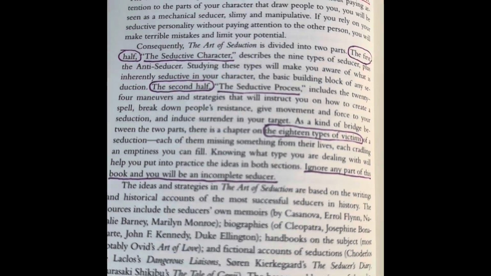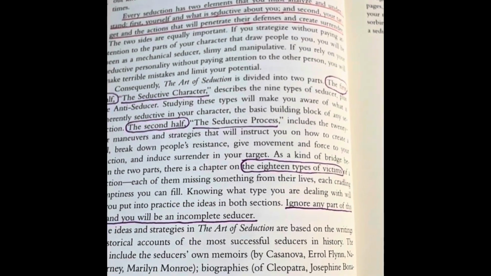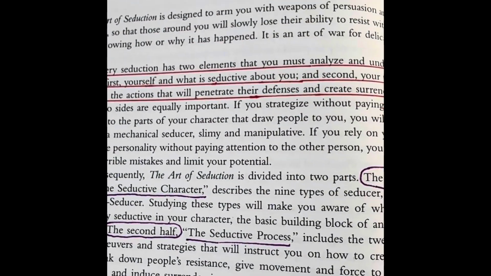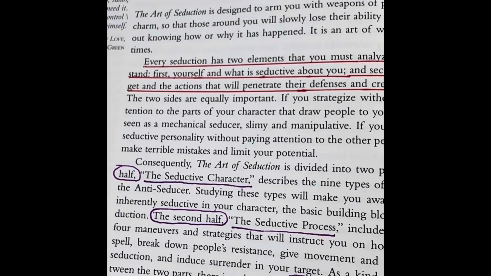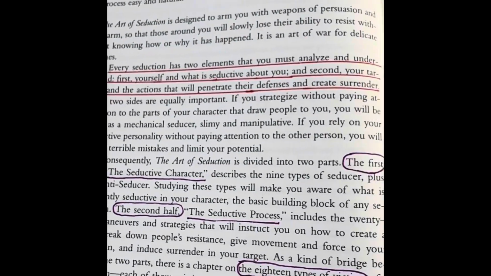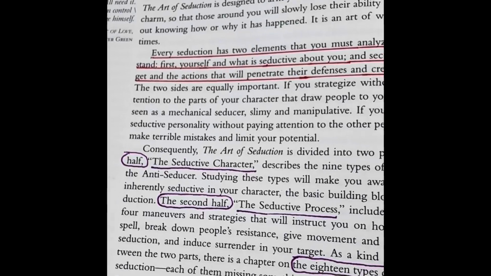Today I want to talk about the art of seduction. Have you ever really looked at the preface to The Art of Seduction? Robert Greene clearly tells you every seduction has two elements that you must analyze and understand. First, yourself and what is seductive about you, and second, your target and the actions that will penetrate their defenses and create surrender. The two sides are equally important.